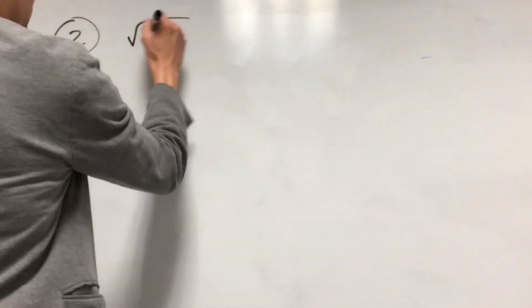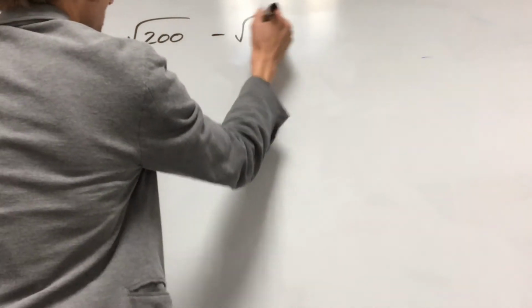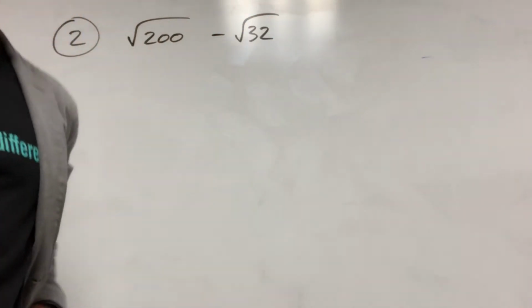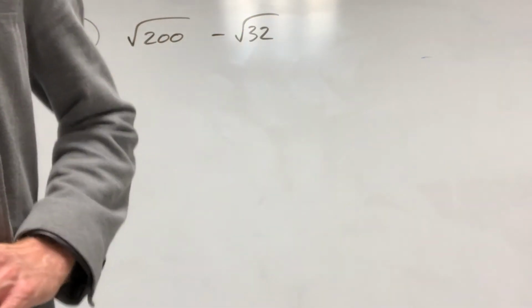Take a look at number 2. Number 2 says simplify. Can you guys see that too? You can. Simplify each expression and write your answers without using negative exponents. So 2A has the square root of 200 minus the square root of 32. All right, you guys are all in calculus, so some of this work's going to be done quickly.